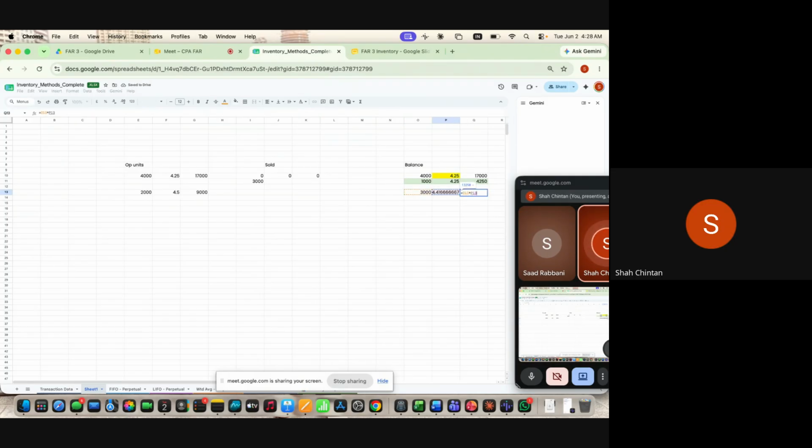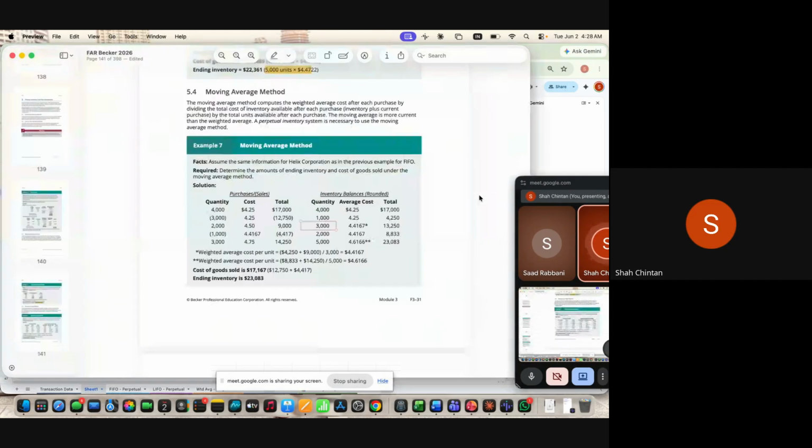So what is the valuation of my inventory? 13,250. Because we have only one transaction so far, my numbers are the same. But once we do a couple more sales and a couple more purchases, then this average number will keep on moving. Okay, clear till here? This is the value of the inventory at this point of time.